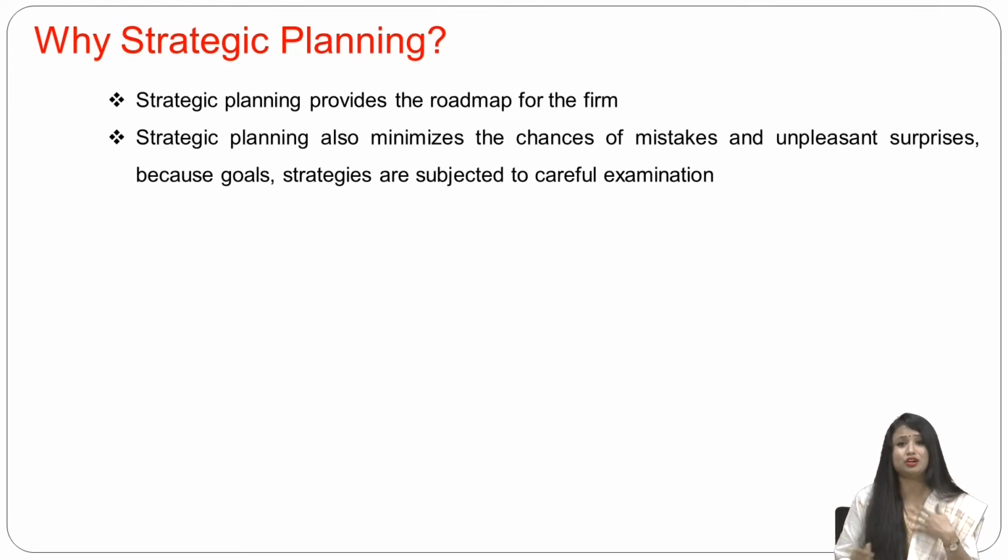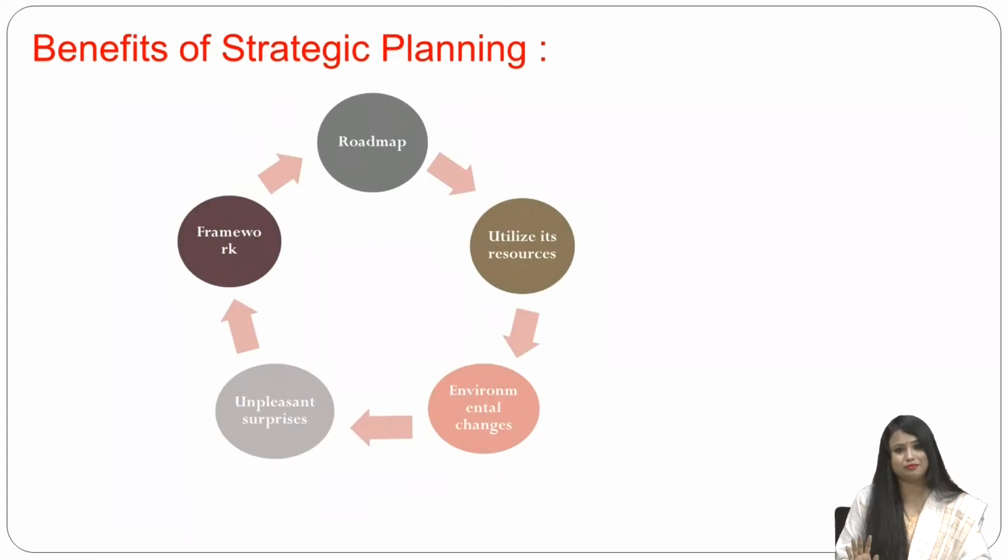Strategic planning also minimizes the chances of mistakes and unpleasant surprises, because the goals and strategies are subjected to careful examination. There are fewer chances of committing mistakes, and decisions arrived at can ultimately stand the test of time. Stakeholders in strategic planning are defined as an individual or a group with an interest in the organization's activities who seeks to influence them, right? Moving forward, the next one that we need to know is the benefits of strategic planning.